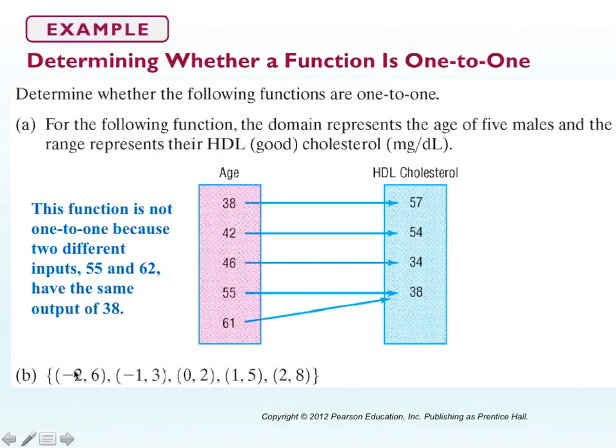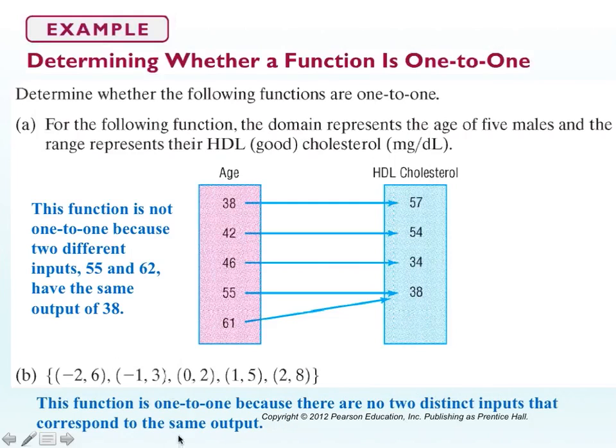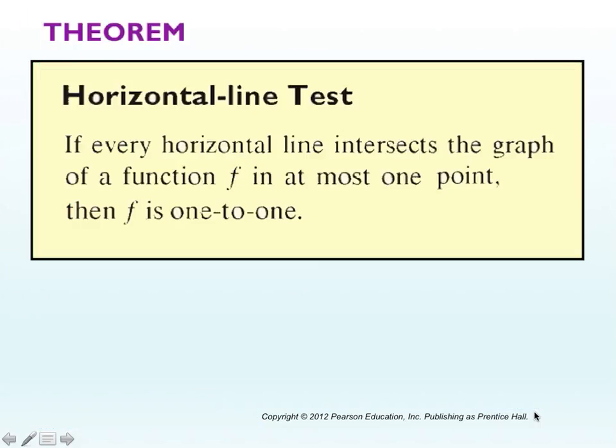All right, if we take a look at this example down here, we have -1, -2, 0, 1, and 2. No repeating x's, which is good. And if we look at the y's, we have values of 6, 3, 2, 5, and 8. Again, no repeating values. So this function is going to be one-to-one because there are no two inputs that correspond to the same output.